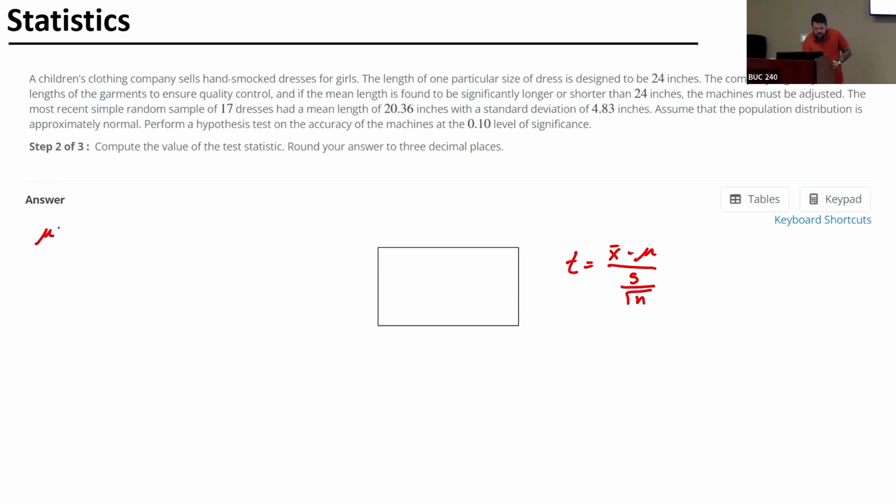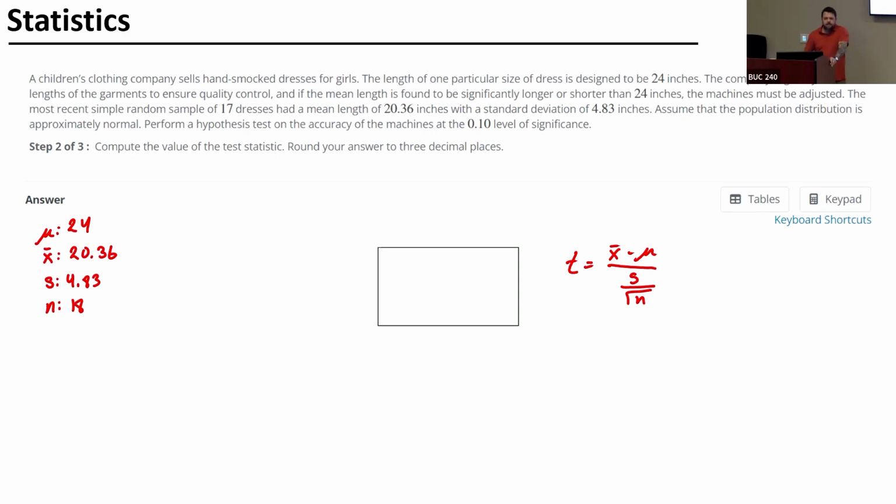We know we have a mean, and the mean is what? What does the population mean that they want you to have? 24. 24, exactly. And then they give you an X bar. That's going to be your sample mean, which if you notice, when they start talking about samples, that's going to be your 20.36. They give us a sample standard deviation of 4.83. They give us an n. Our number of samples is only 18.